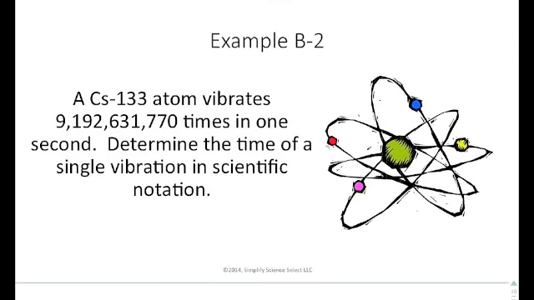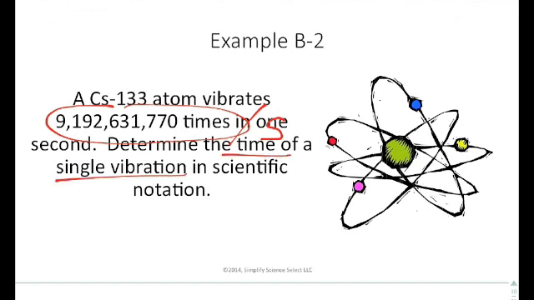It says a cesium-133 atom vibrates at 9,192,631,770 times per second. It says identify the time of a single vibration in scientific notation. So this is an interesting question because if you look at it, this is the number of times it vibrates per second. And I want to know how many seconds it takes for a single vibration.